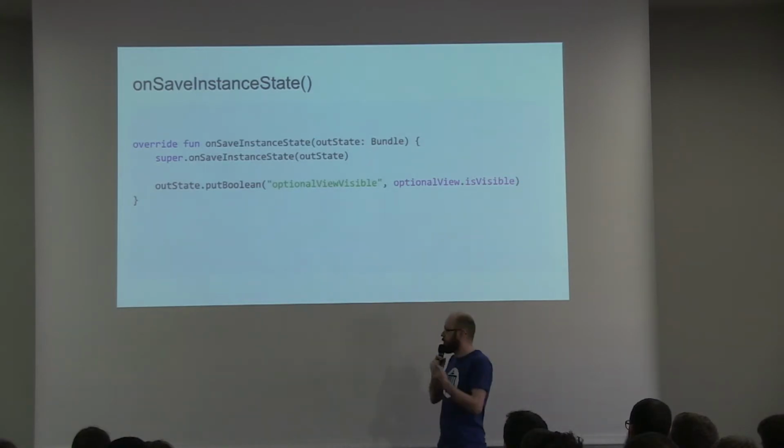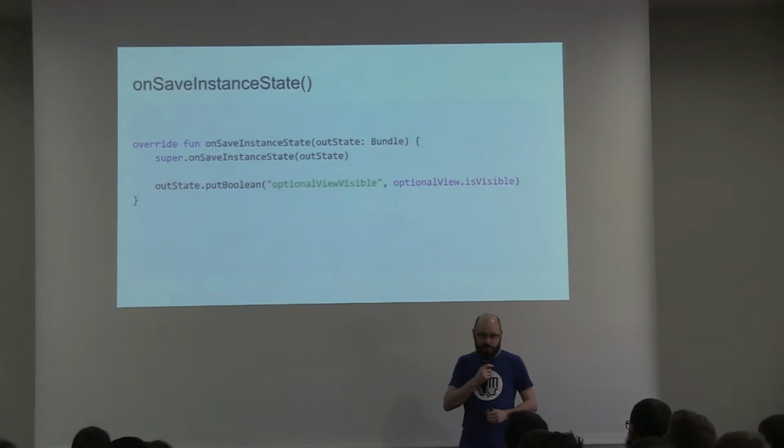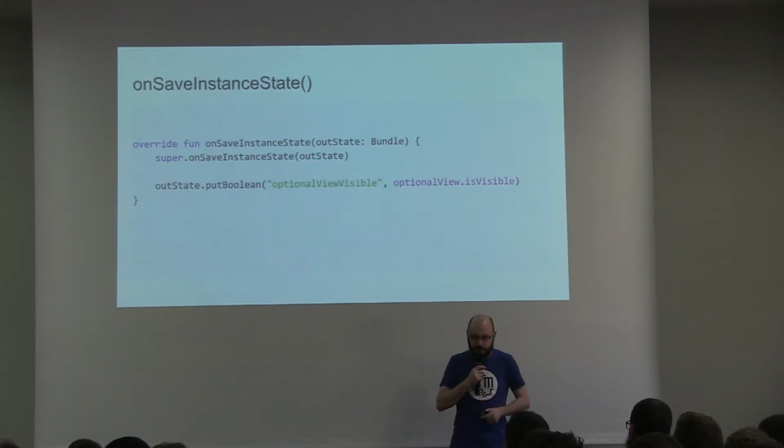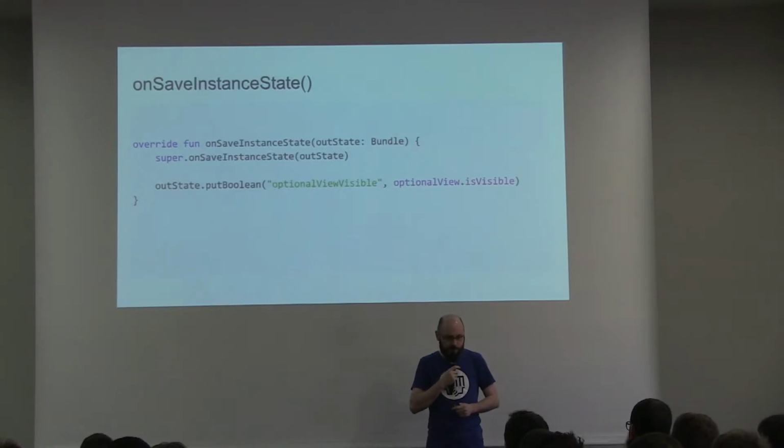And the example here is super simple. So imagine there's a UI with a button where you can toggle the visibility of a view for some additional information or something like that. You would just save the state of the view that you toggle.